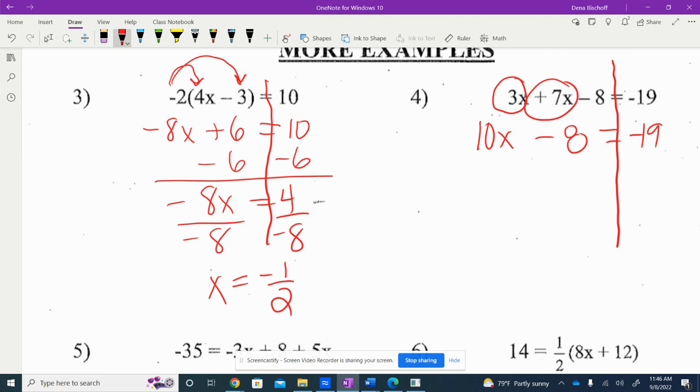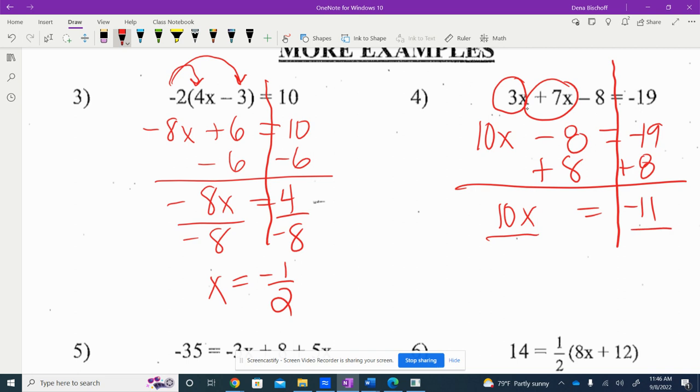Subtract 8 from both sides. It's already a -8. If I'm moving it to the other side, I have to do the opposite. Yes, ma'am. 10x equals -11. Next step, divide both sides by 10. Yes, ma'am. X equals -11/10. I know that that's an ugly improper fraction. I get it. But just leave it there. It's fine. It's reduced. It's okay.